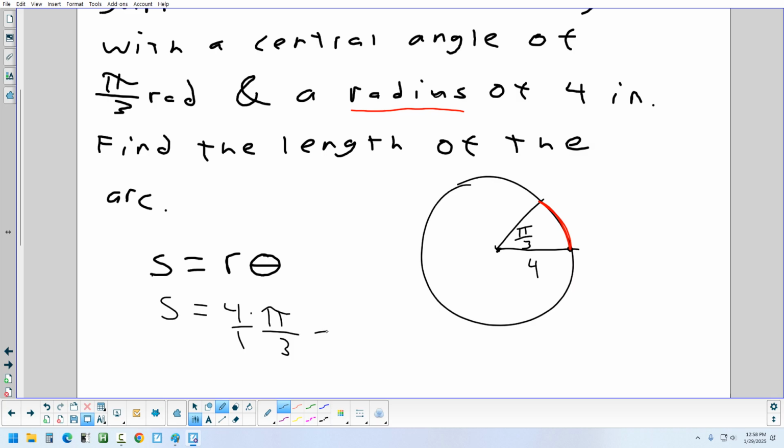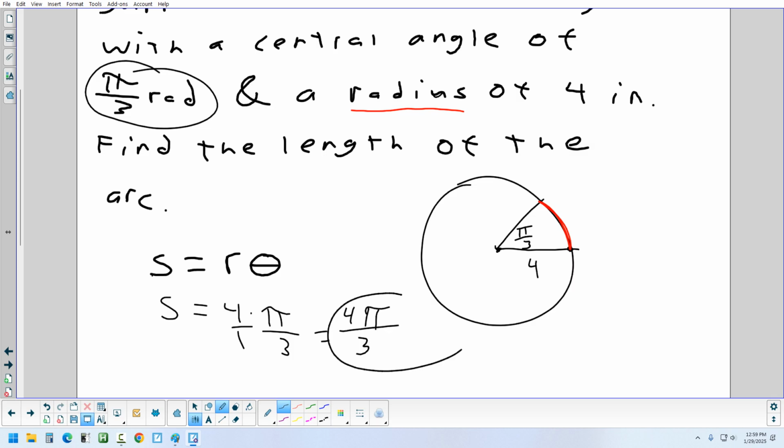Now, one thing we should have asked about the angle. What was the unit on the angle? Radians. So it already was the unit that it needed to be. If it was degrees, we would have had to fix it, but it was all set. Now multiply straight across. 4 times pi gives me, and in the bottom? 3.